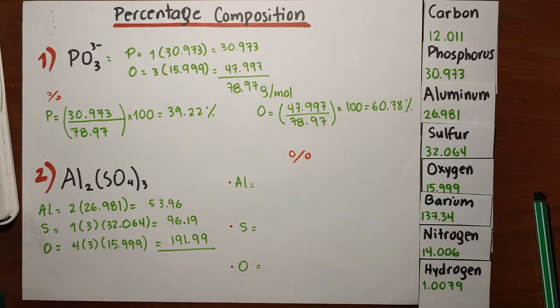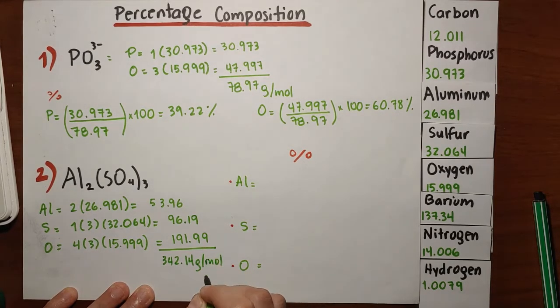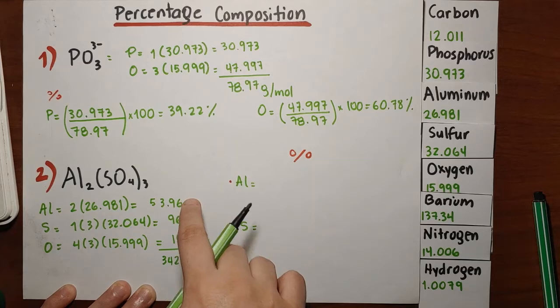Okay, now I'm just going to multiply everything. Now it's time for me to add. So I have this 53.96 plus 96.19 plus 191.99 rounded. I got 342.14, 342.14 grams per mole. Now, in order to get the percentage composition, remember this partial result divided by the total times 100.